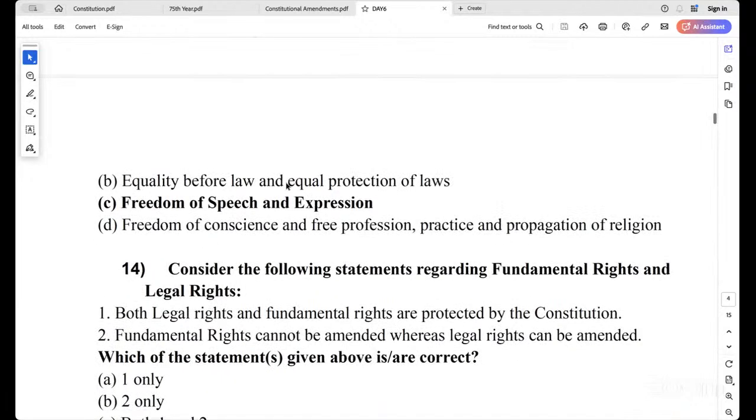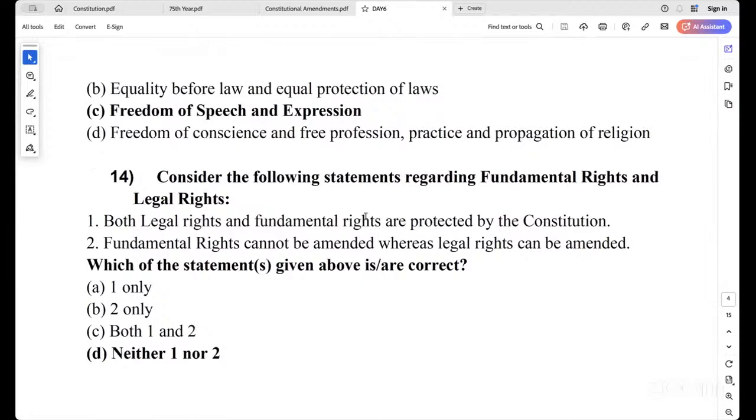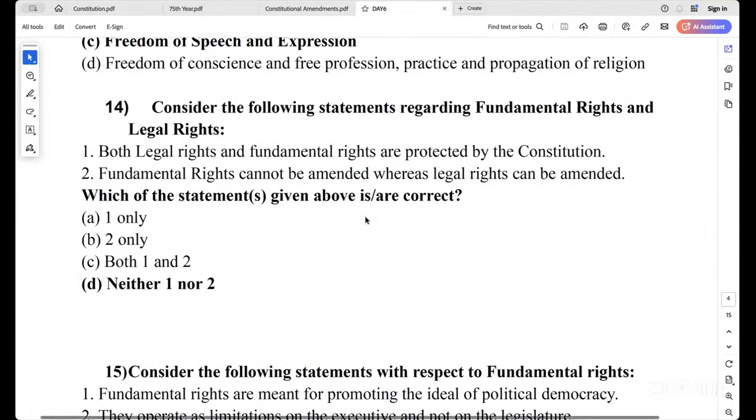Clear? Next, 14th one. Consider the following statements regarding fundamental rights and legal rights. Both legal rights and fundamental rights are protected by the Constitution. So Article 32 and Article 226 talk about that. Okay, what is Article 32 about? Remedies with respect to fundamental rights. Then Article 226, High Court. Okay. So the fundamental rights cannot be amended, whereas legal rights can be amended. Is that true? We have amended fundamental rights as well.